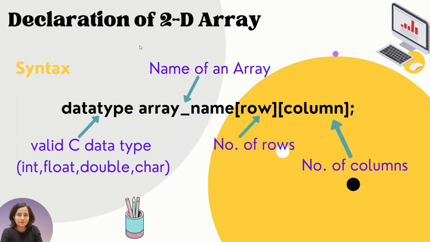Now let me show how to declare a two-dimensional array. So here is the syntax. First, we should mention the data type. It can be any valid C data type: integer, float, double or character. Then we have to mention the name of the array, and then we have to specify the dimensions. In the first square bracket we have to specify the rows, and in the second square bracket we have to mention the number of columns.